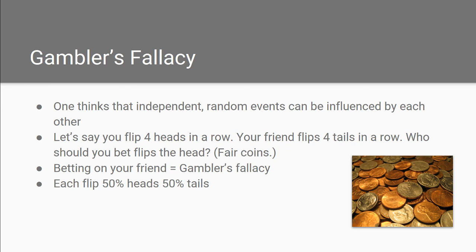That's the gambler's fallacy, because you have to keep in mind when it comes to probability, with a fair coin, each flip can go either way, right? You have a 50% chance of it being heads and 50% chance of it being tails.